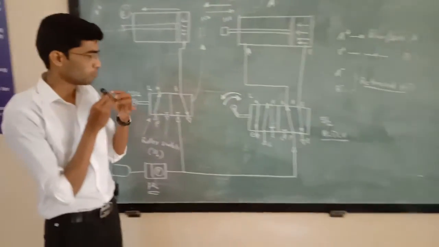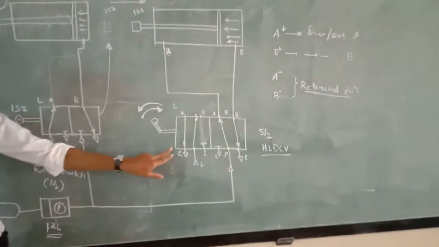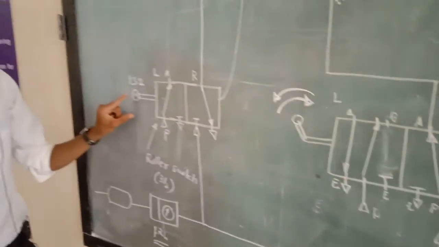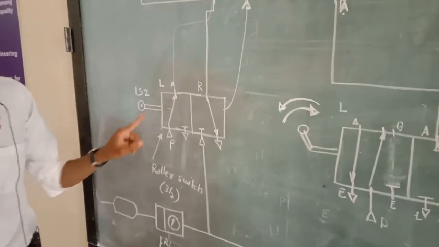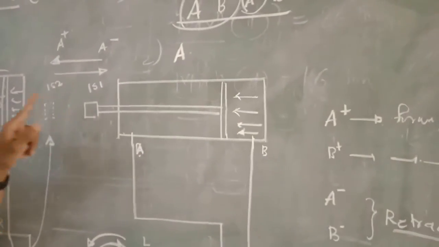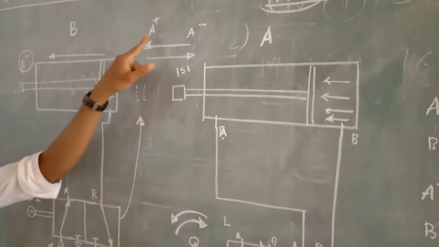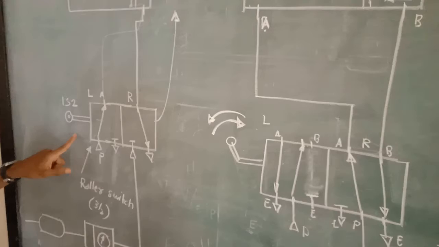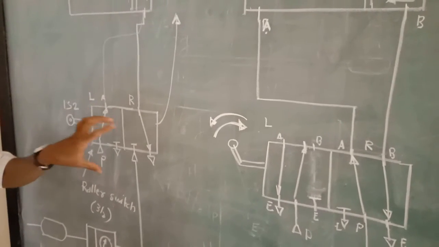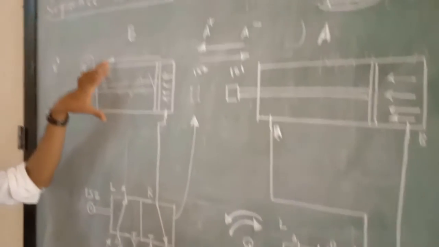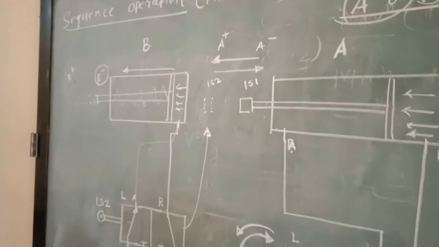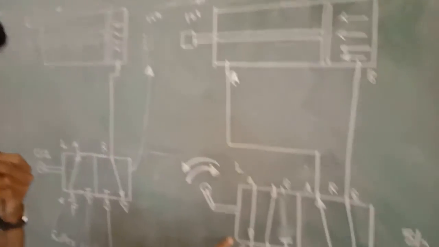So this sequence is controlled with the help of a 5x2 direction control valve and a 3x2 roller switch. This roller switch will be activated once cylinder A moves to the forward stroke. That means at the position A plus, this roller switch will be activated automatically. Then pressurized air will be supplied to cylinder B, and after that cylinder B will move to the forward stroke. So let us understand this with the help of the schematic diagram.